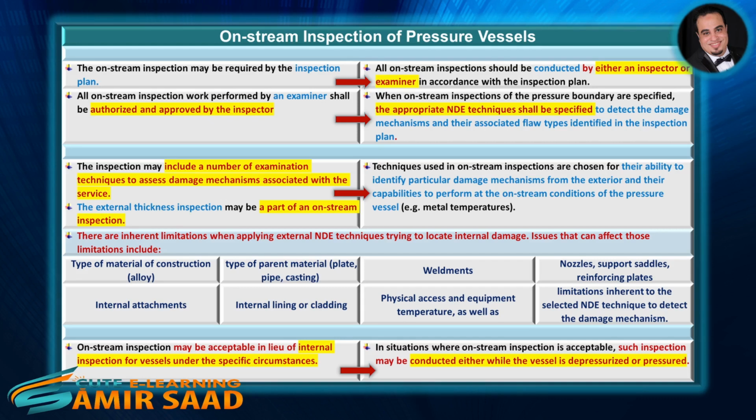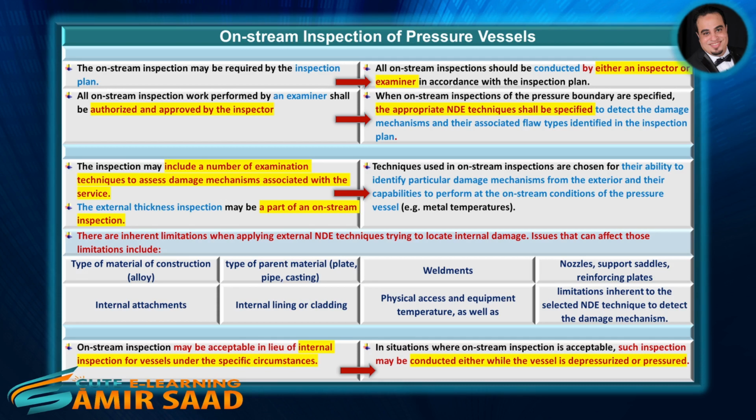When on-stream inspections of the pressure boundary are specified, the appropriate NDE techniques shall be specified to detect the damage mechanisms and their associated flaw types identified in the inspection plan. The inspection may include a number of examination techniques to assess damage mechanisms associated with the service. The external thickness inspection may be a part of an on-stream inspection.